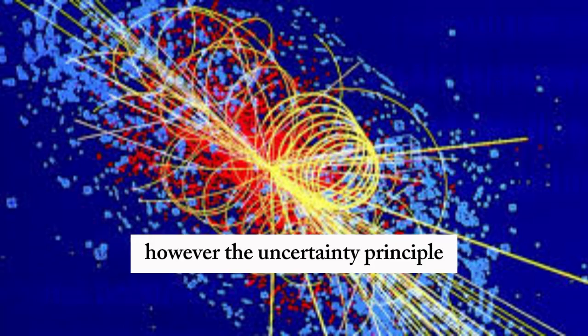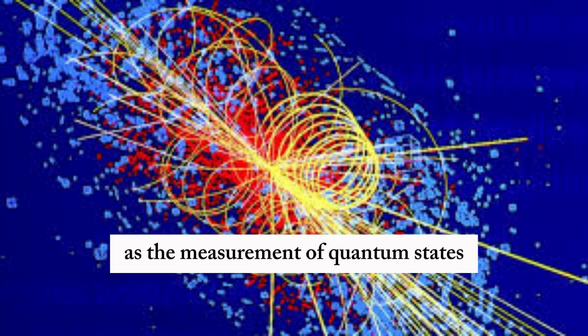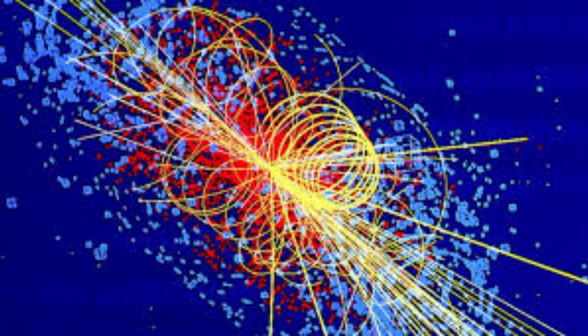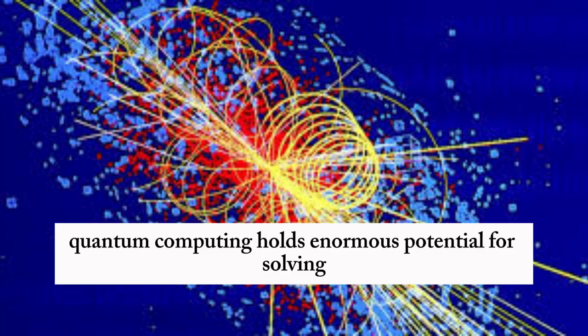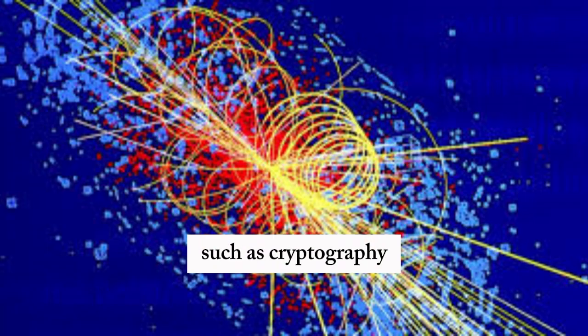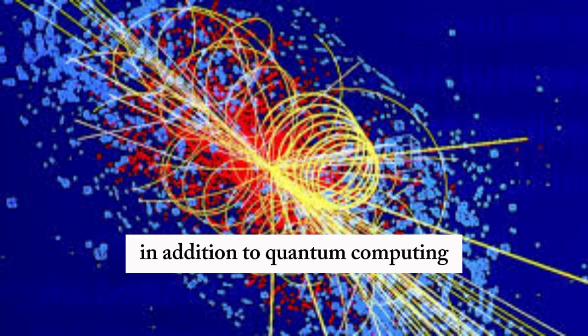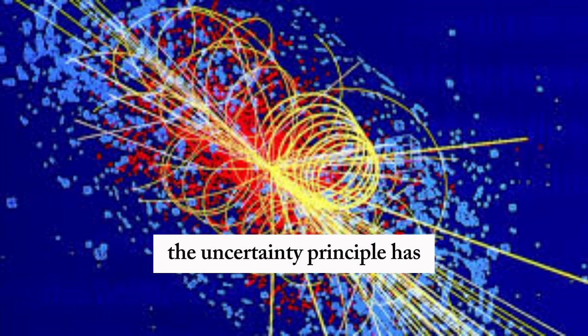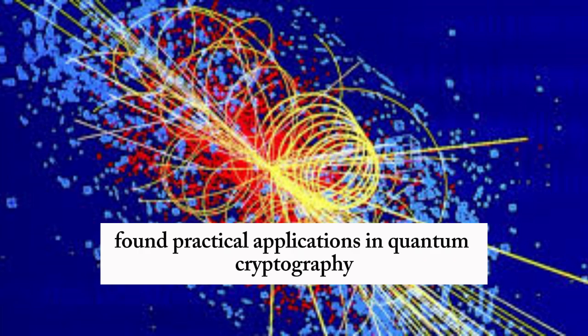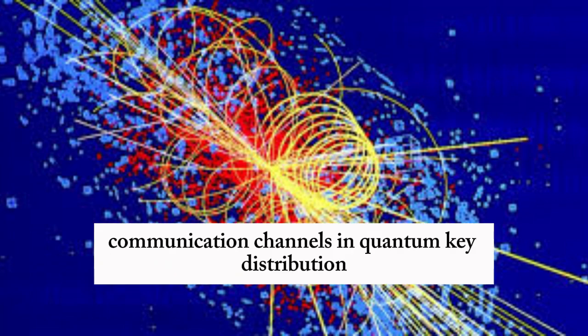However, the uncertainty principle also imposes challenges for quantum computing, as the measurement of quantum states introduces uncertainty into the system. Despite these challenges, quantum computing holds enormous potential for solving complex problems in fields such as cryptography, artificial intelligence, and optimization. In addition to quantum computing, the uncertainty principle has found practical applications in quantum cryptography, where it is used to create secure communication channels.